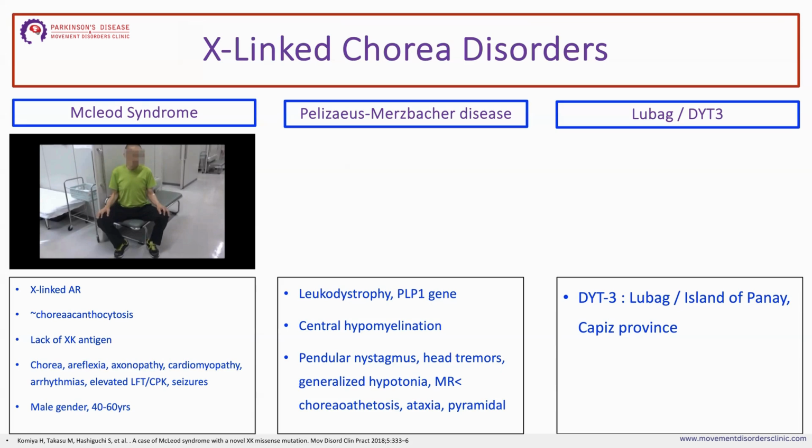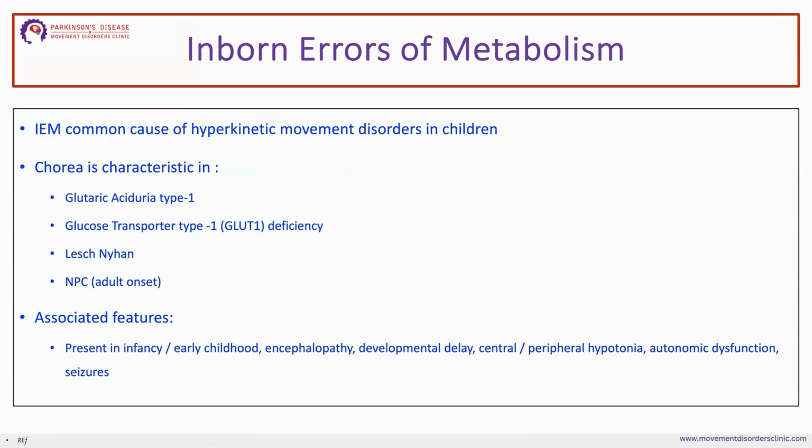In Pelizaeus-Merzbacher disease, leukodystrophy is noticed due to PLP1 gene mutations causing central hypomyelination. Patients will have pendular nystagmus, head tremors, generalized hypotonia, mental retardation, along with chorea, athetosis, ataxic symptoms, and pyramidal features. DYT3 or Lubag is common in the island of Panay, and they have predominant dystonic posturing along with choreic movements, which are X-linked disorders.